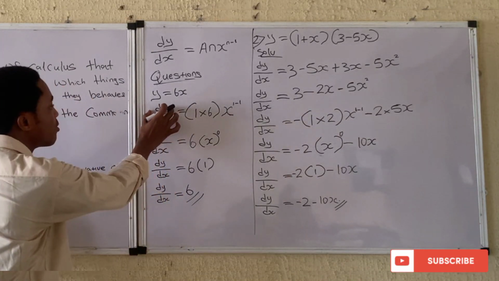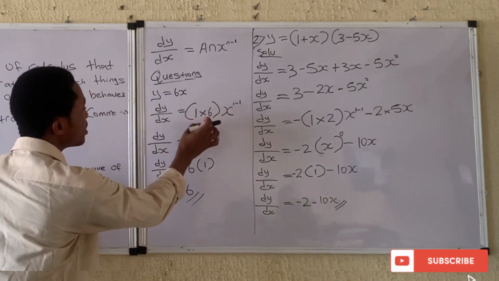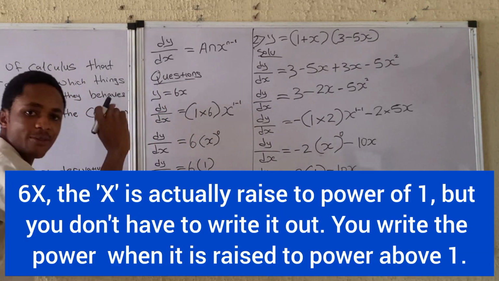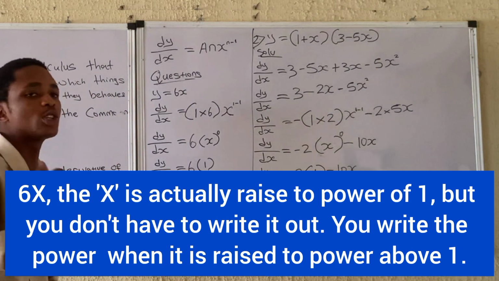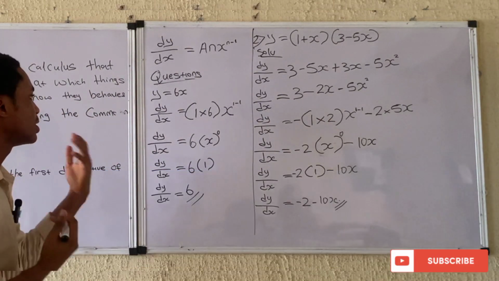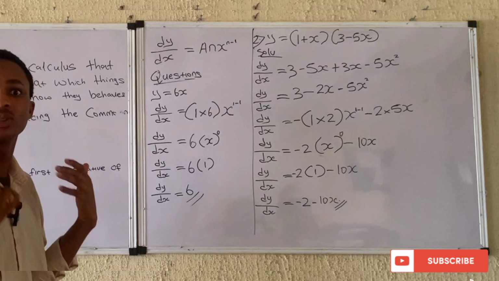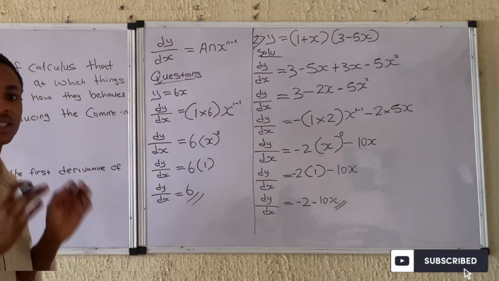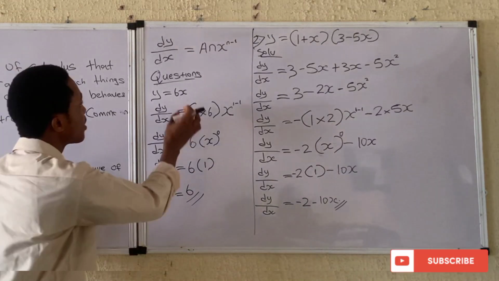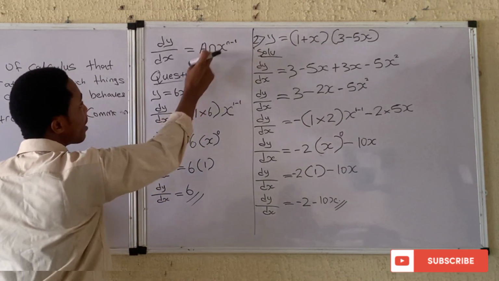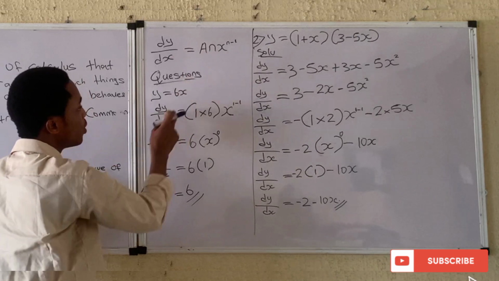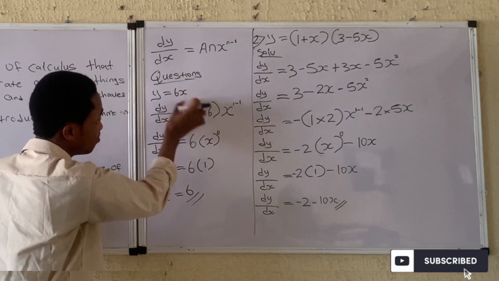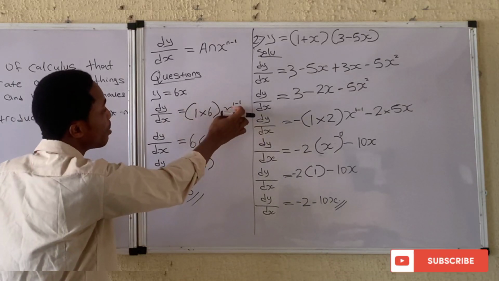Now, dy/dx equals 6. This x has a power, a function, raised to the power 1. Since it's 1, we don't have to write it. We start writing it when it is 2 upward, 2, 3, 4, as the case may be. According to the formula, we bring the power down, write the variable x, and remove 1 from the power.